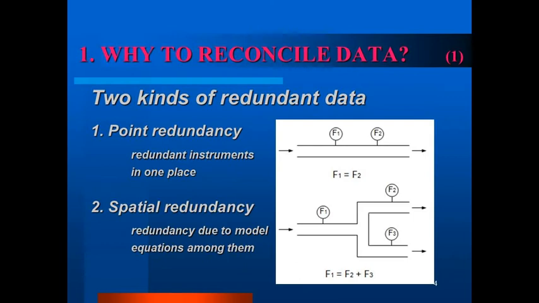There exist at least two causes of data redundancy. The first cause is the existence of two or more instruments measuring one variable. We can meet this type of redundancy nowadays with increased frequency in critical applications like modern power stations, nuclear facilities, etc. The second type of redundancy is so-called spatial redundancy. It is caused by model relations among measured variables. The spatial redundancy will be the subject of this presentation.